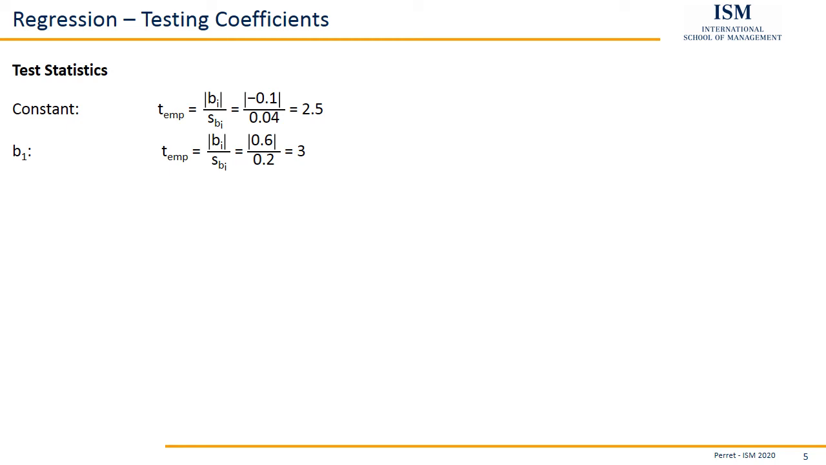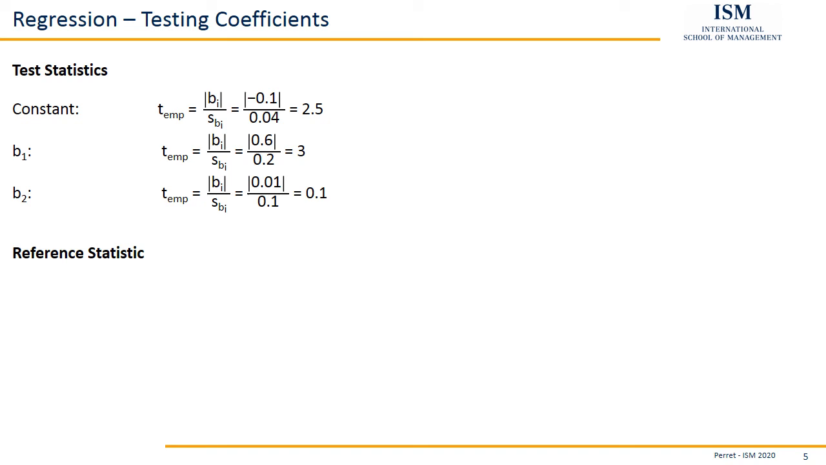For the first coefficient, the B1, we have 0.6, that's the B1, divided by the standard error of 0.2, gives us a test statistic of 3. And finally, for B2, that's the coefficient of 0.01, divided by the standard error of 0.1, gives us here a test statistic of 0.1.